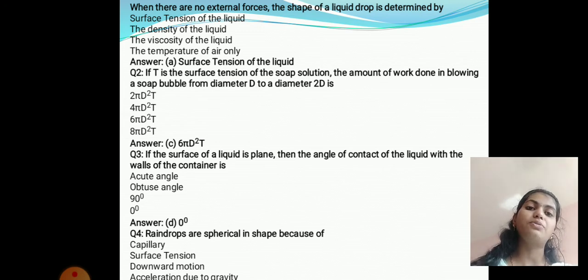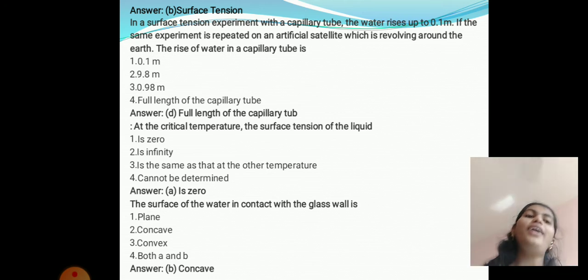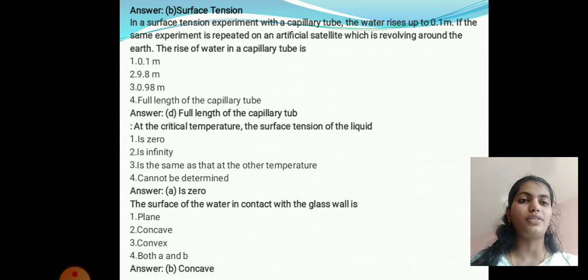Raindrops are spherical in shape because of? Why are raindrops spherical in shape? The options are capillarity, surface tension, downward motion. We know that raindrops are spherical because of surface tension. There are different forces that balance the drop on the solid surface.